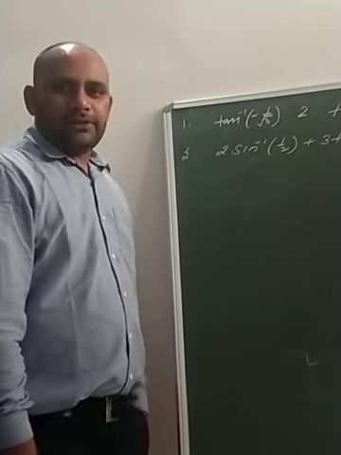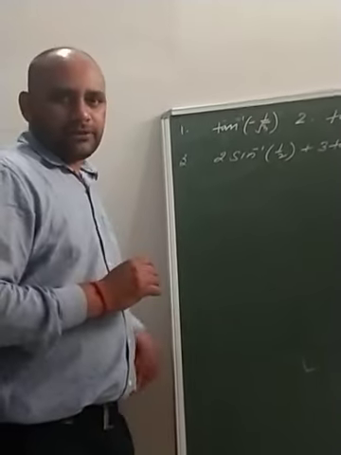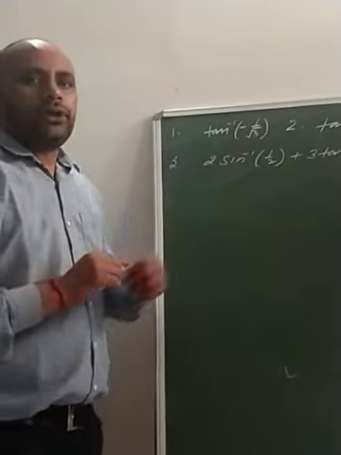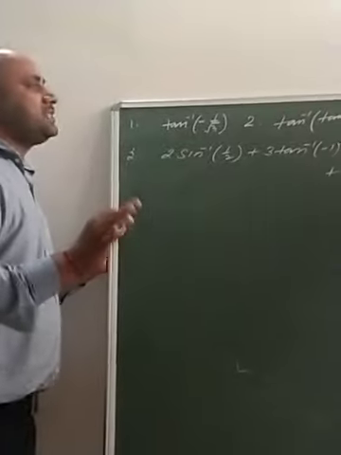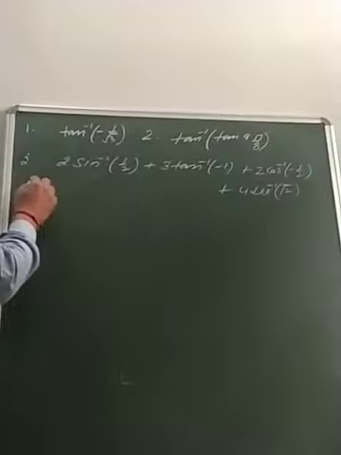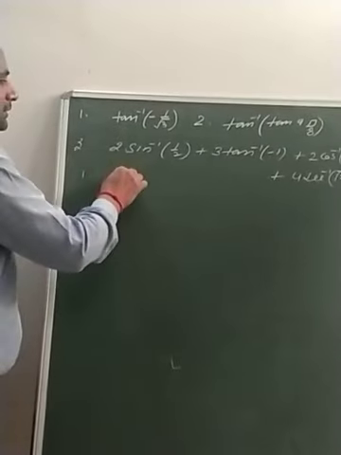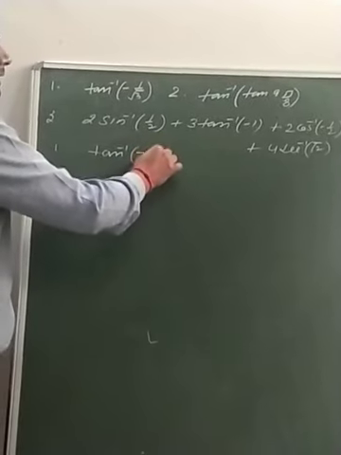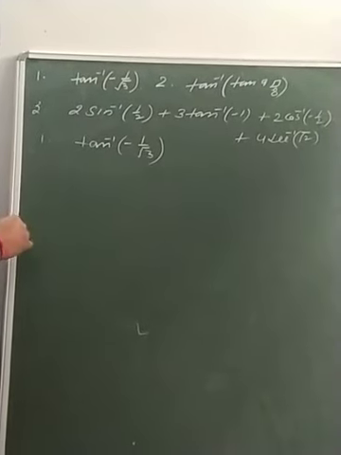So yesterday we discussed an introduction to inverse trigonometric functions with 2-3 examples. Today I will discuss with you some more examples related to exercise 2.1. First is tangent inverse of minus 1 by under root 3.